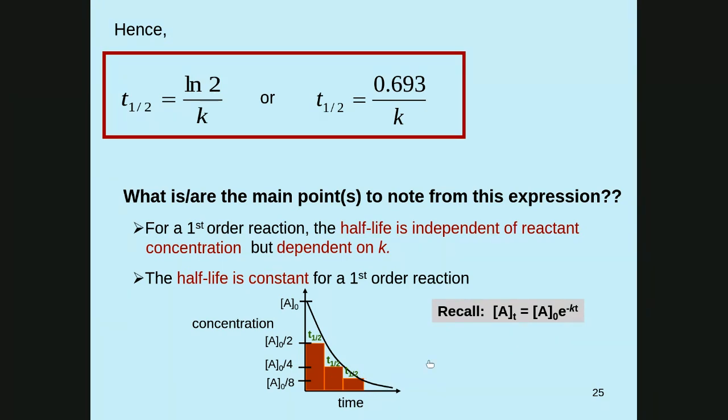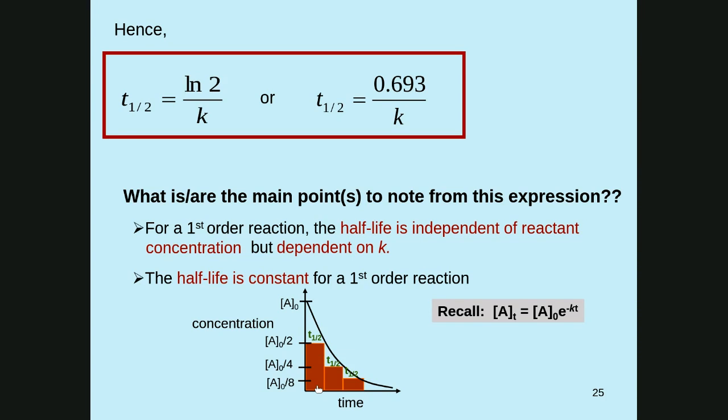So T1/2 in terms of this diagram would be the time taken for the concentration to drop from the initial A0 to half A0, which takes you here. So you mark off that point on the graph and drop a vertical onto the time axis, and that gives you the T1/2.